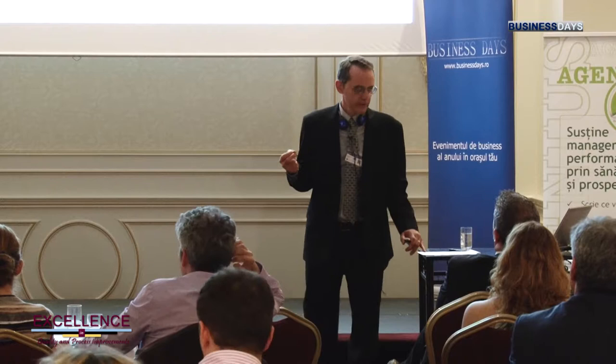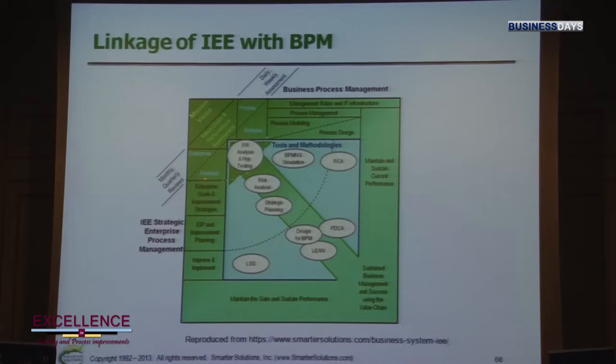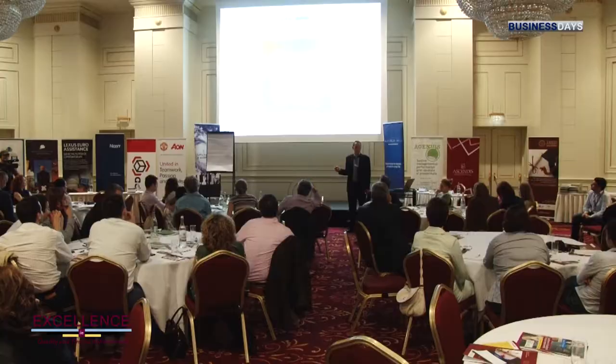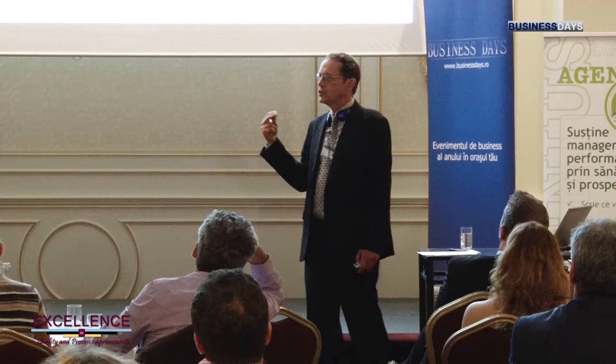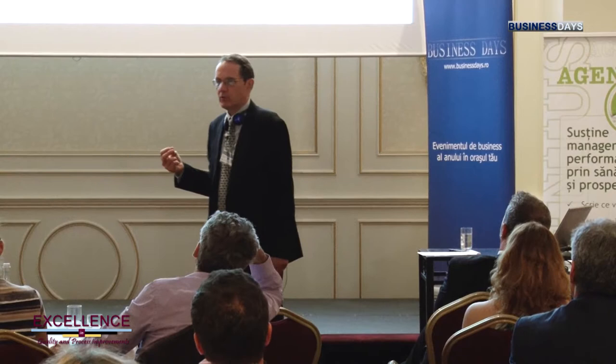Okay, so it starts with vision and mission, and this is your value chain. Then you've got the enterprise analyze goals, enterprise improvement plan, improve and implement. And then you maintain the gain, and you kind of loop back up over here. And these represent various tools that you might use along the way. So this is a new graphic that we just put together, because what we want to do is create a system for business process management integration.